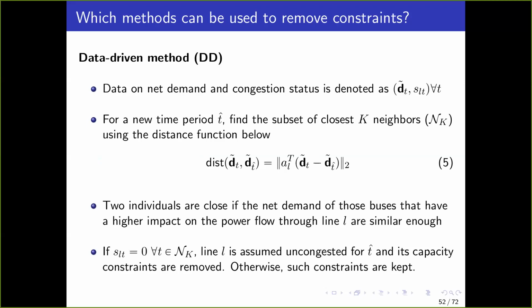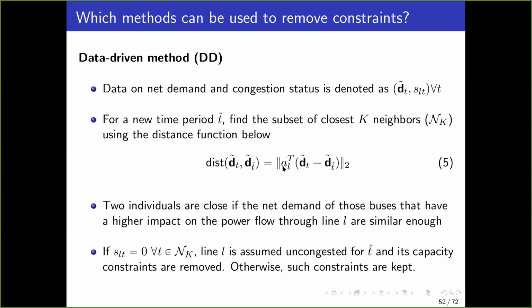So this is how it works. You have some net demand. This d tilde is a vector of net demands for the whole network for different hours in the past, and SLT is the status of the line, meaning it's 1 if it's congested and 0 otherwise. Then a new time period comes, and what you first do is find the closest neighbors. You can do that with this distance that we propose, which is just the norm 2 of the difference between net demands.